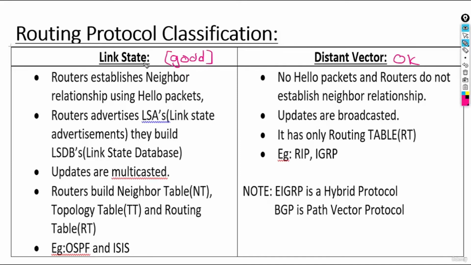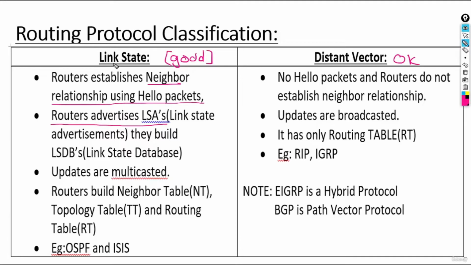Okay, why is link state good? Routers establish something called a neighbor relationship by using hello packets. That means these routers keep on saying hello. For example, OSPF on an Ethernet segment sends hello every 10 seconds. And routers do not advertise routing updates, but they advertise link state updates. So it's called link state advertisements. Through the link state advertisements, they build something called the link state table. Sometimes it's called the link state database, sometimes the topology table.